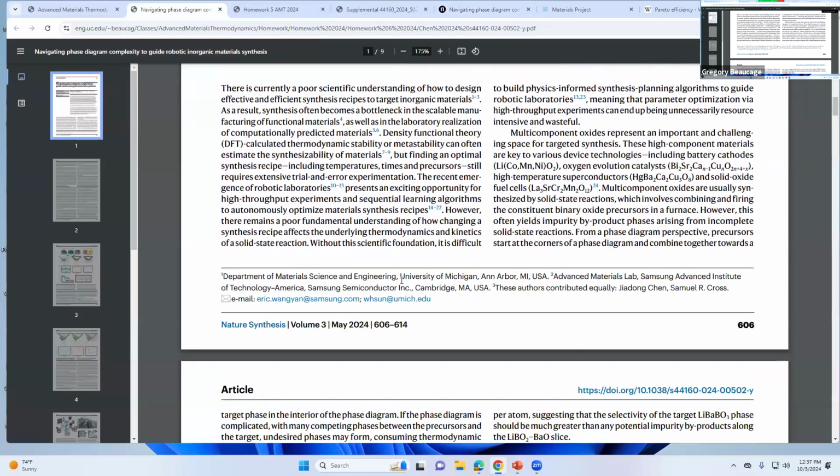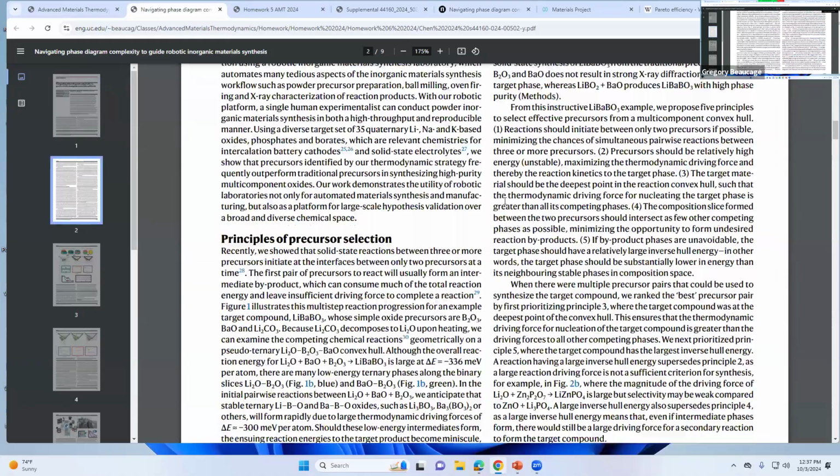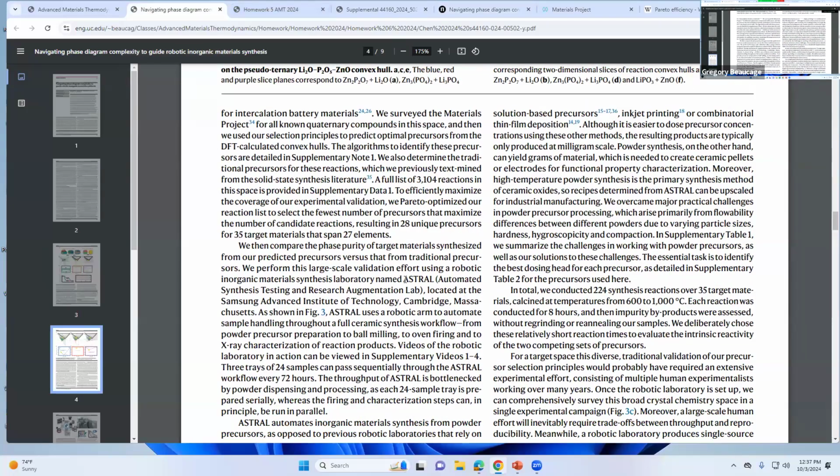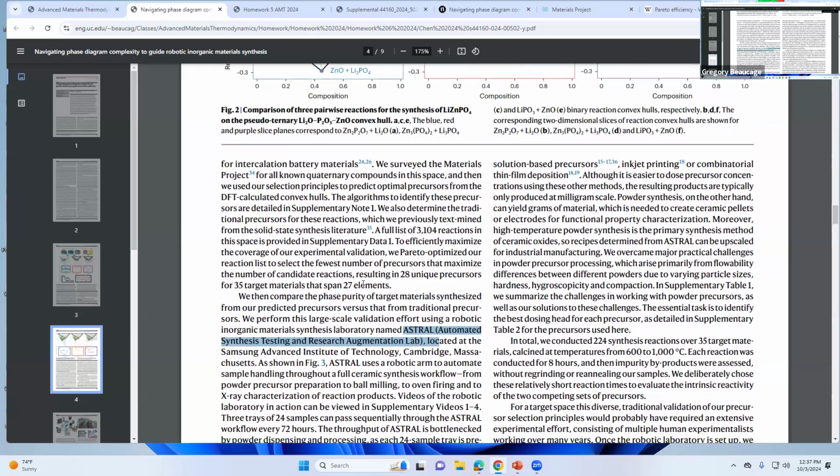You can see they're all at Michigan, and then there's the Advanced Materials Lab, Samsung Advanced Institute of Technology, America, Samsung Semiconductor. The robot they're using is called Astral. So it looks like if you got in touch with Samsung Institute of Technology in Cambridge, Mass, you could also use Astral to mix your own things, like if you're making powder ceramics. I guess anybody can use it, more or less.